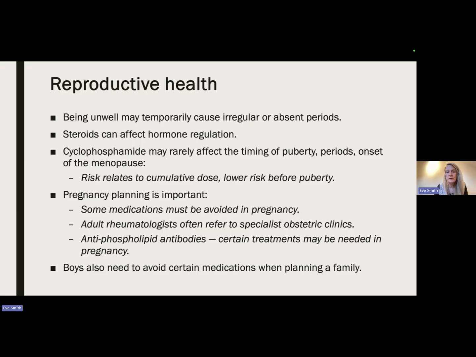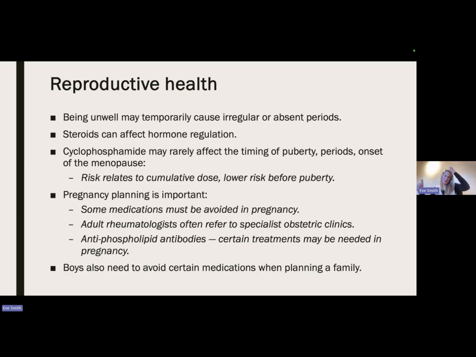But generally, this relates to the cumulative dose, so the amount of medicine that somebody's had over the whole time of their life, and we've increasingly tried to keep that lower and lower through using different regimes. And if somebody gets cyclophosphamide before they've even gone into puberty, then the risk is lower than if they get it after puberty. So it's definitely not the case that if you've had cyclophosphamide that any of this is going to happen, but it's something that people need to be aware of.